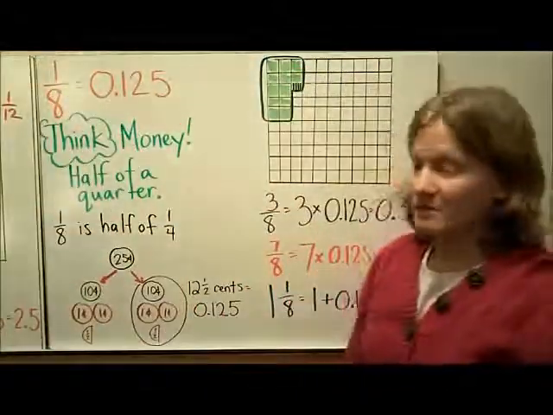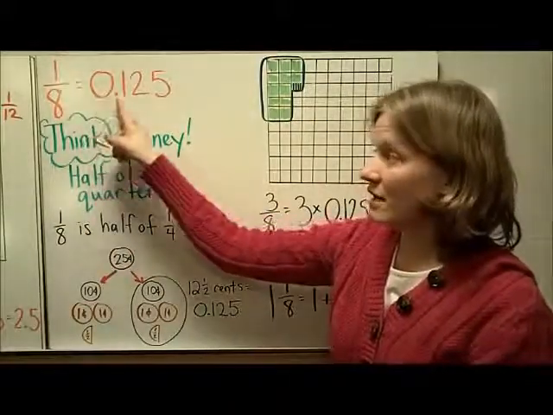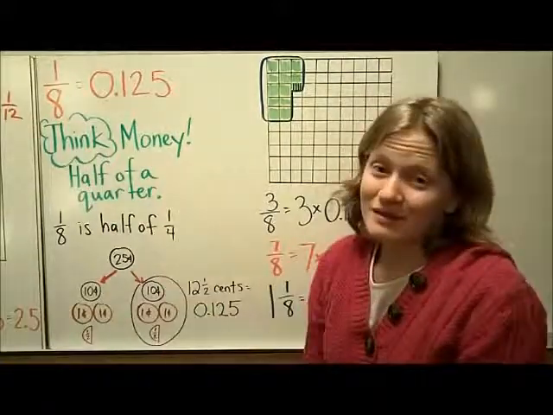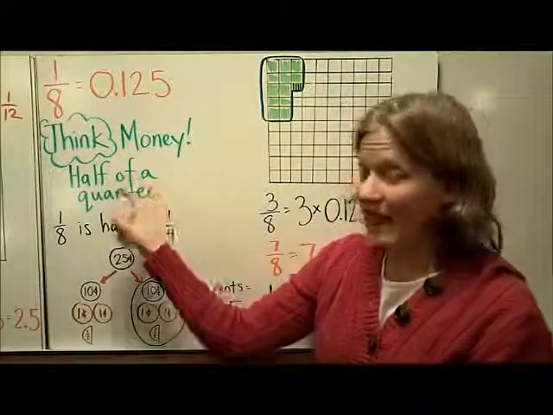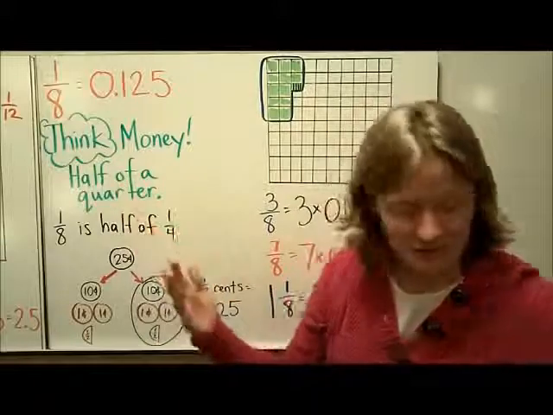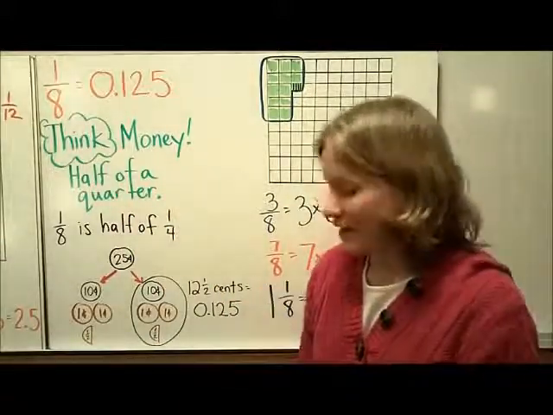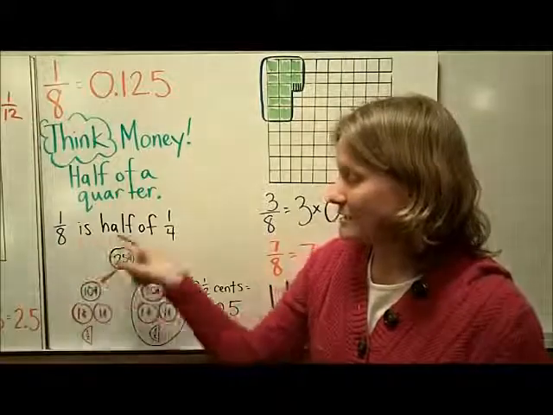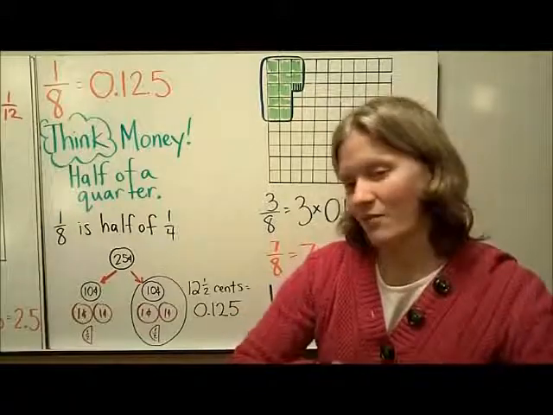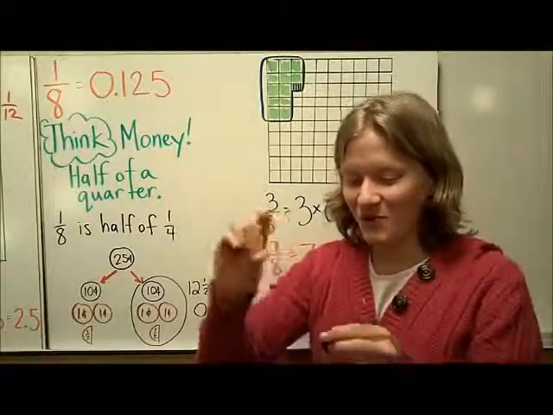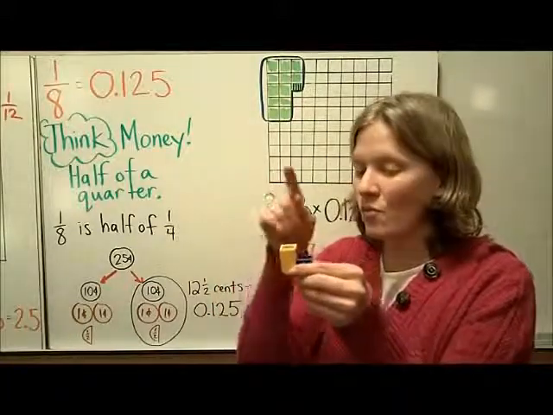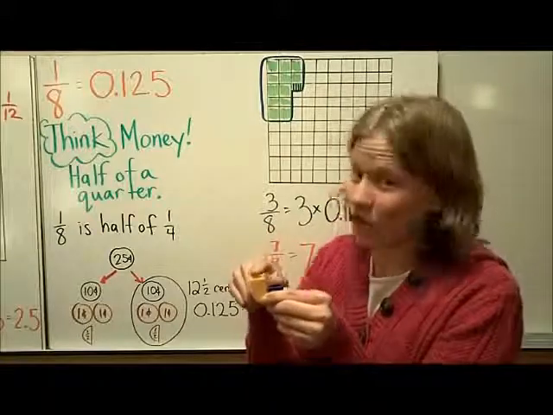The next one is eighths. 1/8 is equal to 0 and 125 thousandths. Again, the best way I think to think about this is money. Think about half of a quarter. Now I know that's not a real amount, but it's the easiest way for me to think about it. First of all, you have to know that 1/8 is half of 1/4. Here is 1/4, and 1/8 is half of that. So 1/8 would be half of a quarter.